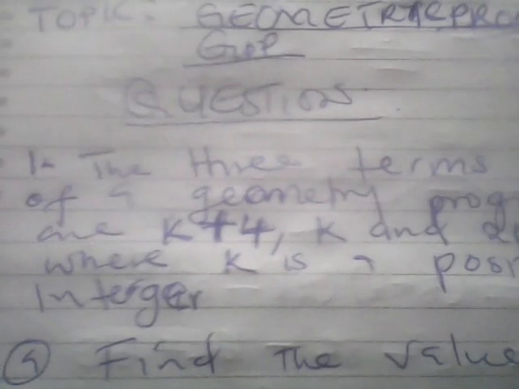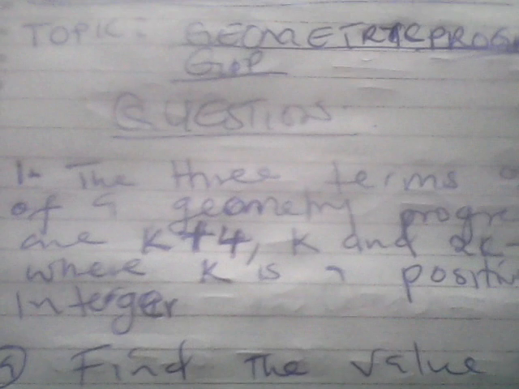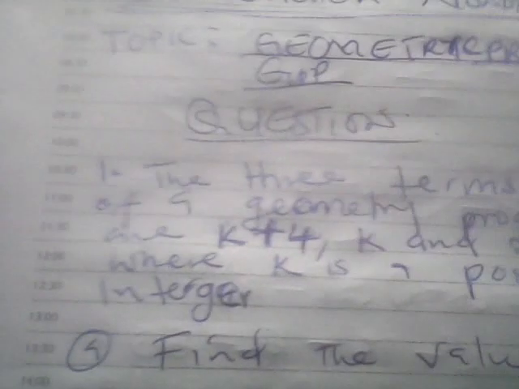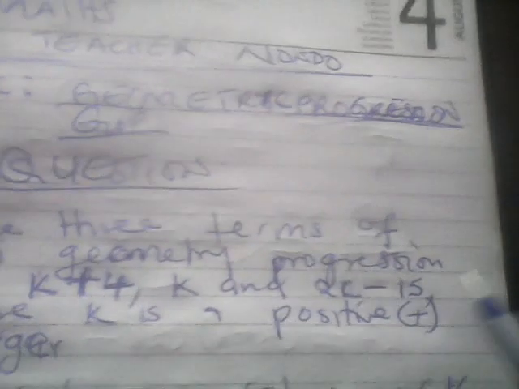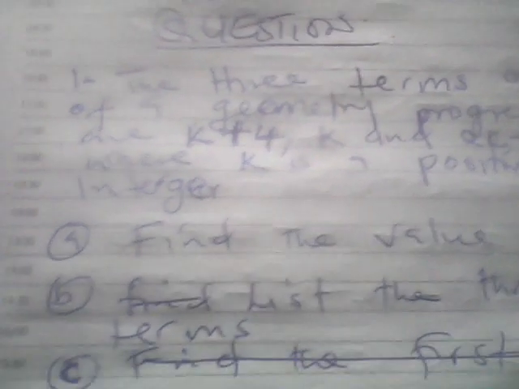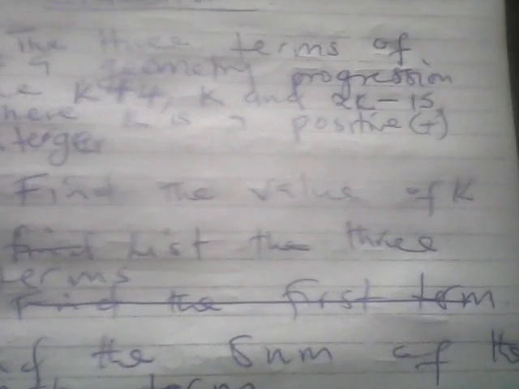The question reads: the first three terms of a geometric progression are k plus 4, k, and 2k minus 15, where k is a positive integer. Question A, find the value of k. Question B, list the three terms. Question C, find the sum of the 10th term. Finally, question D, find the sum to infinity. So, solutions to these problems.